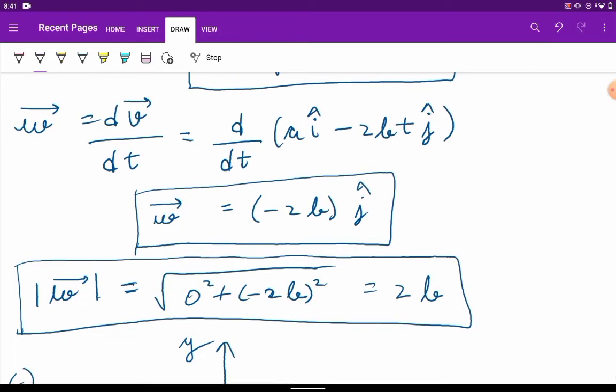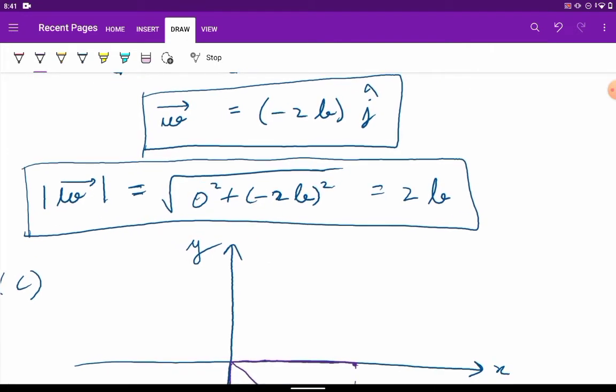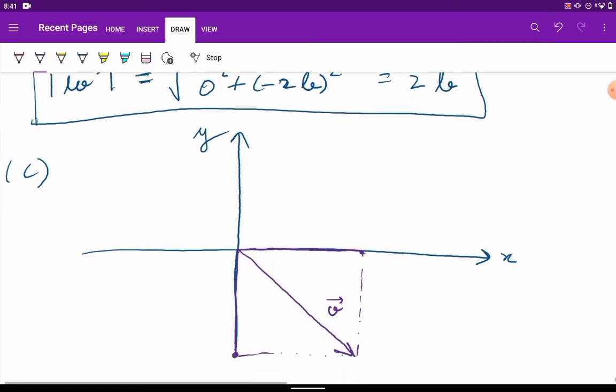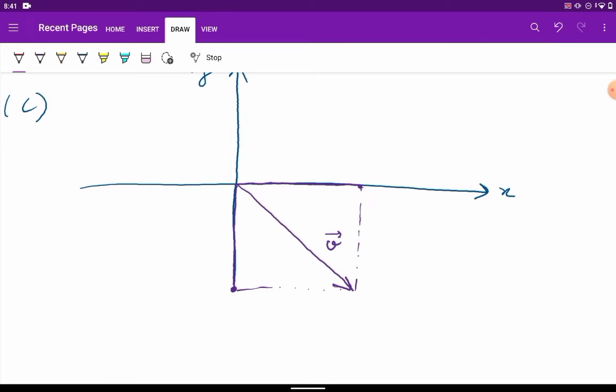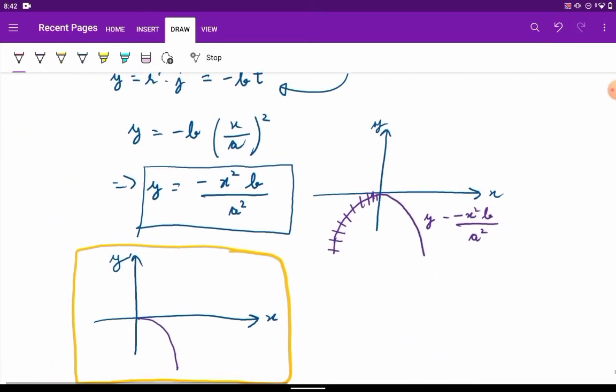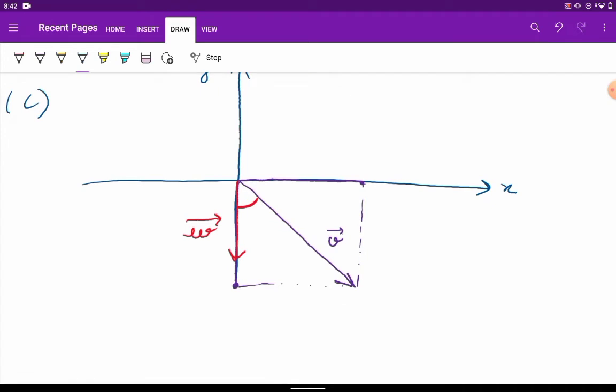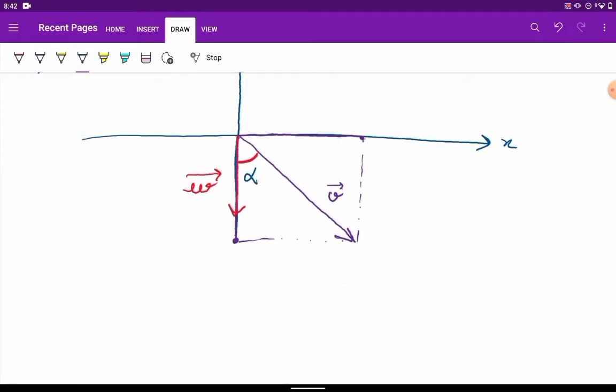And what about the w vector? The w vector straight away has a negative component in the y direction. So let's represent it with a red color. Okay, so this is roughly your w vector. Very simple. So this is your w vector and this is your v vector. We need this angle. Let's say they have denoted it as alpha. So we need this alpha.